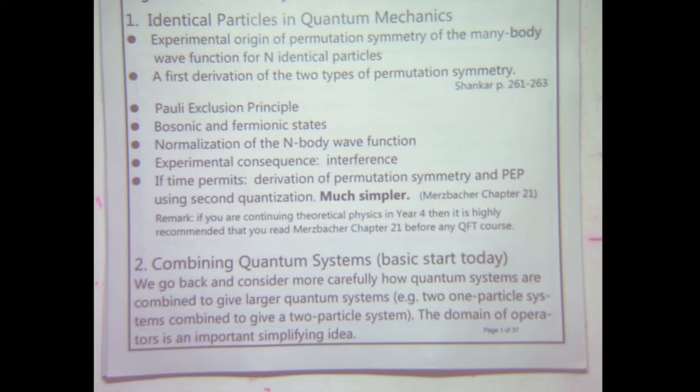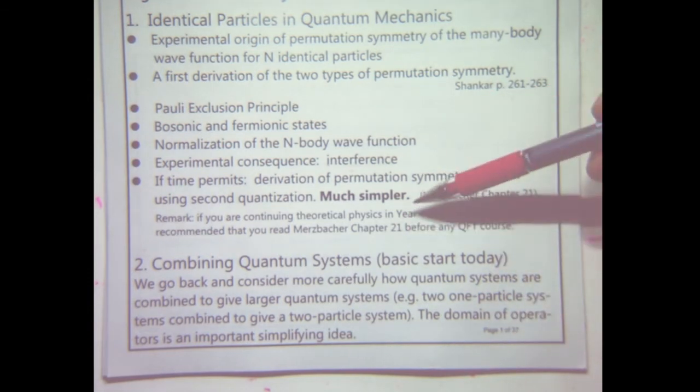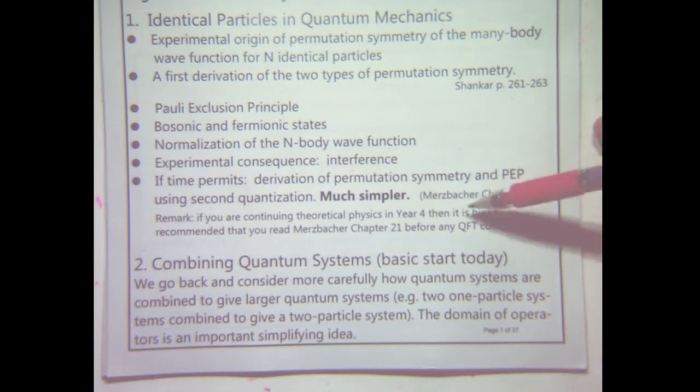But any of you going on to any kind of theoretical work in a group lab in fourth year, you're probably going to be doing quantum field theory, unless you're doing something like astronomy or cosmology. Maybe even in cosmology you'll do it. They do it in many universities, even if you're doing cosmology. Anyway, if you're going on to a theoretical group in fourth year, then I strongly suggest you read Matthew Schwartz chapter 21 before you start the quantum field theory course.